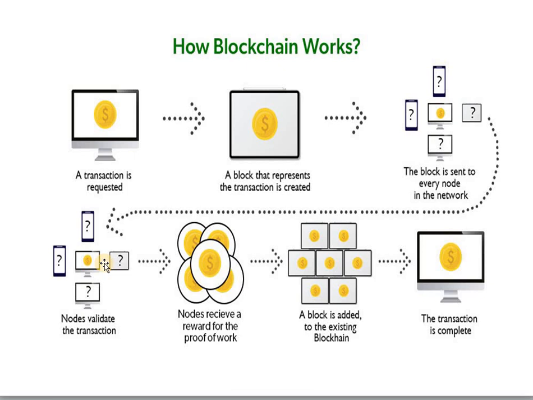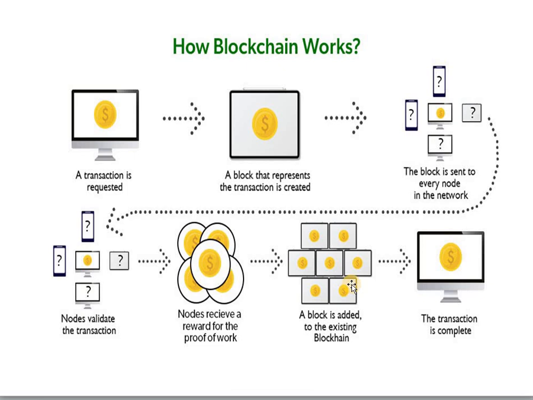Once the node validates the newly generated block, which contains the new transaction records that a person wants to make, the node receives a reward for the proof of work. For that work they do, they receive some rewards, some bitcoins, some cryptocurrency. After that, the new block which contains the transaction details is added to the existing blockchain. That means the block is linked with the previous block by using the hash value of the previous block. This is the linkage of your blockchain.